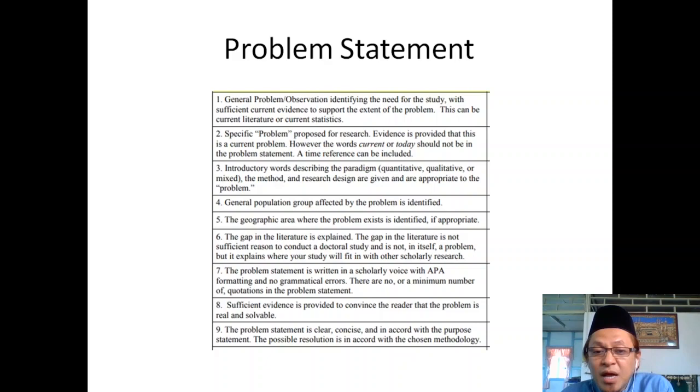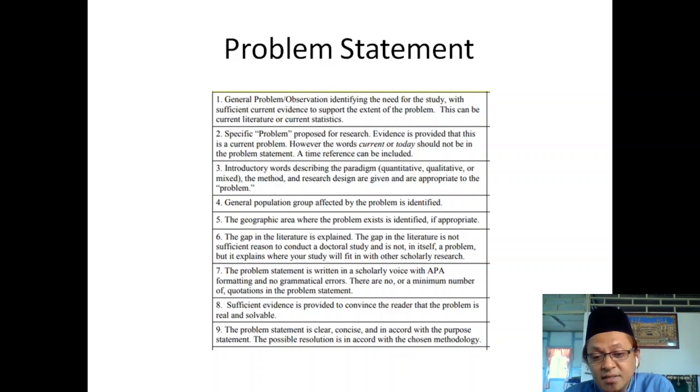Okay, when you write, you have to have an introductory words describing the paradigm. Whether it's going to be quantitative, qualitative, mixed method. Okay, and then which design approach are you going to adopt? Is it going to be case study, ethnography, phenomenology? Okay, and then general population affected by the problem identified. Point number five, the geographic area where the problem existed is identified.